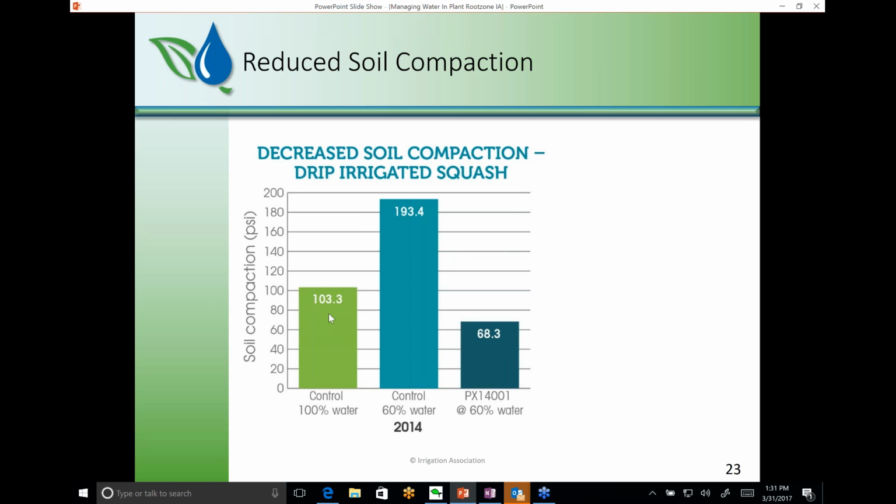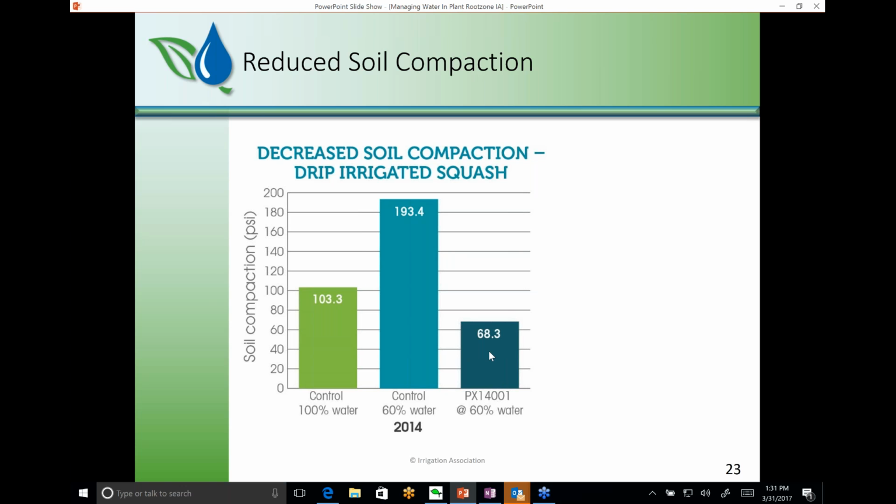At the grower standard irrigation regime, the soil compaction was 103 pounds per square inch. At the reduced water volumes, you can imagine that the soil compaction would increase, and it did. It went up to 193.4. When we added in a soil surfactant to the reduced water volume, in this case, again, our synthetic chemistry, look at what happened. The compaction actually was reduced down to 68.3.